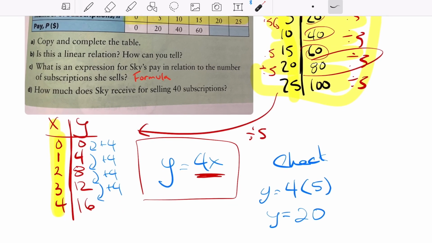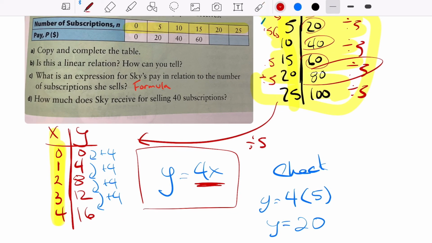So I found my formula, and because I found my formula, I can now do D, which says how much does Sky receive for selling 40 subscriptions? Well, I remember that subscriptions is in the X and that pay is in the Y. That means I'm going to put the number 40 in the X spot. So y equals 4x, so y equals 4 times 40, and 4 times 40 is 160. So that's how much money she makes for 40 subscriptions.